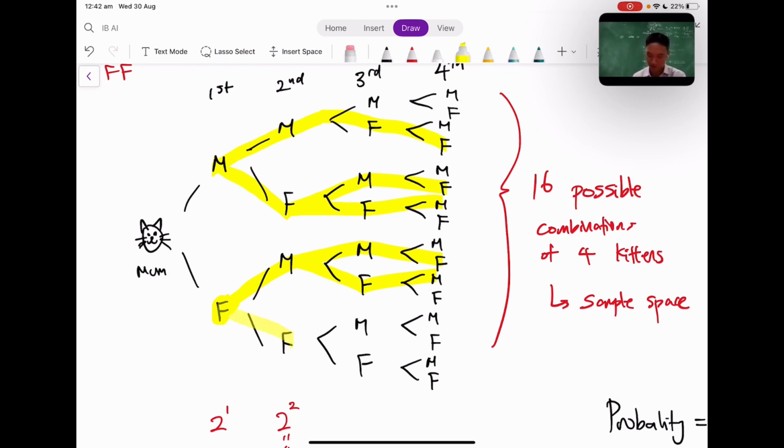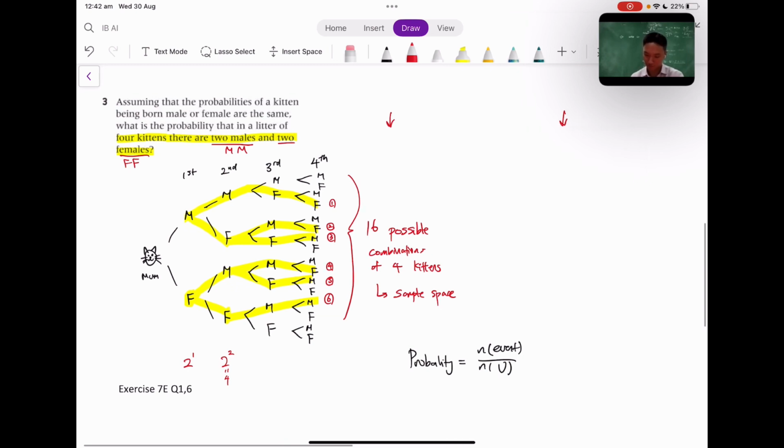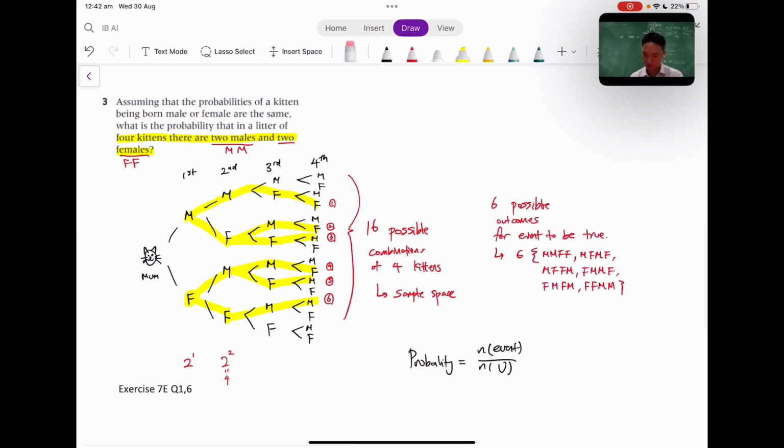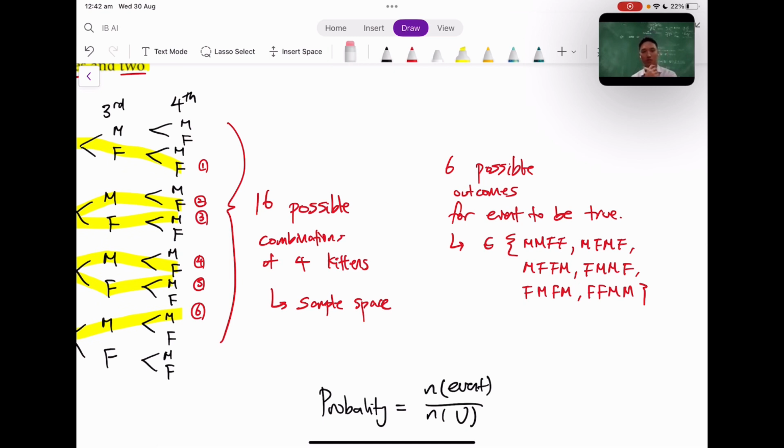The mom cat could have a female and also another female for the second one. Then, because there are already two females, the rest have to be just two males, male, male. So now let's have a look at how many possible combinations there are. There are 1, 2, 3, 4, 5, and 6. So we have 6 possible outcomes for this event to be true.